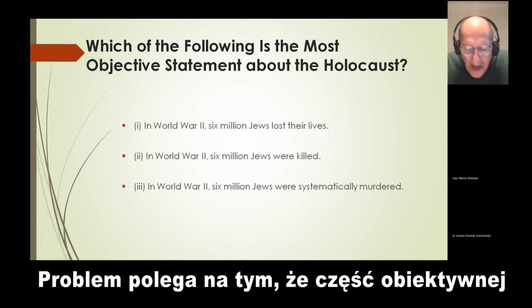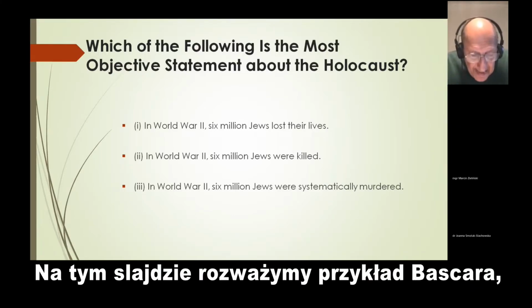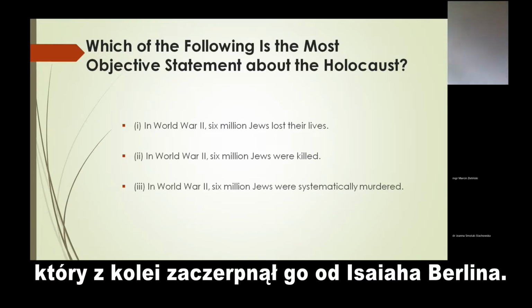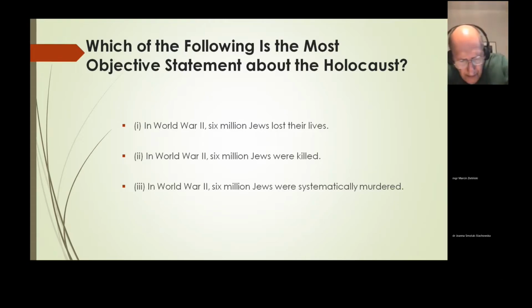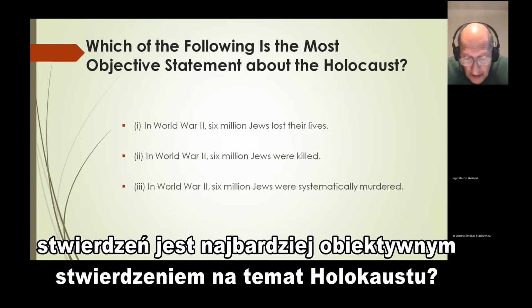The problem is that some of objective reality consists of moral facts that have values built into them. In this slide, we consider an example from Bhaskar, who in turn got it from Isaiah Berlin. The question is, which of the following is the most objective statement about the Holocaust?